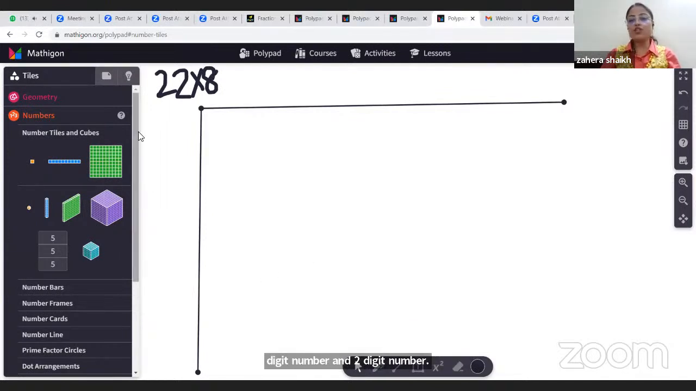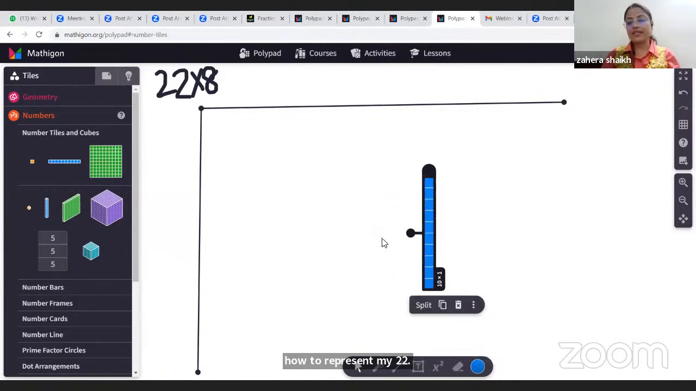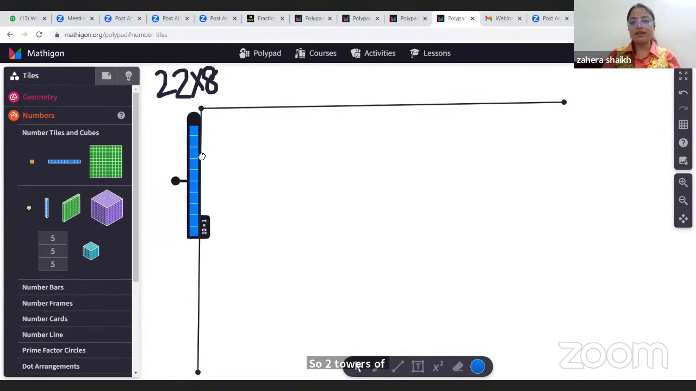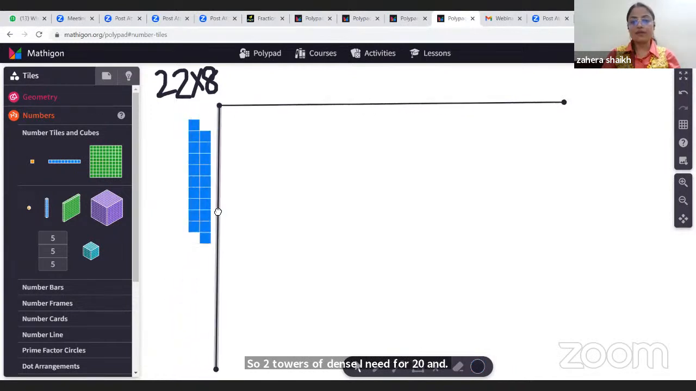Okay. So 22. Again, I know how to represent my 22. So 2 towers of tens I need for 20, and, sorry.